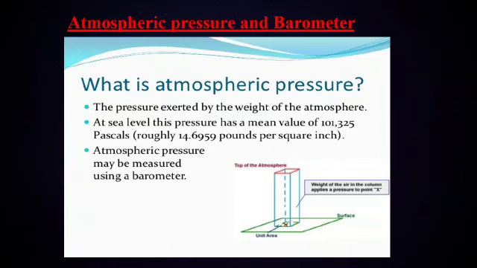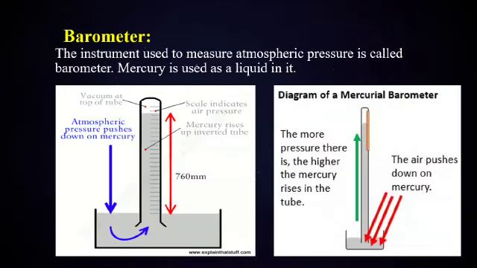And the third point is atmospheric pressure may be measured using a barometer. You know very well, we are always interested in measuring a physical quantity, whether it is theoretical or practical. Now let's discuss what a barometer is. The instrument used to measure atmospheric pressure is called a barometer. Mercury is used as the liquid in it because mercury has some characteristics that make it suitable for a barometer. First of all, it is liquid at room temperature, and secondly, it has linear expansion, meaning that for the same increase in temperature, its increment is the same.